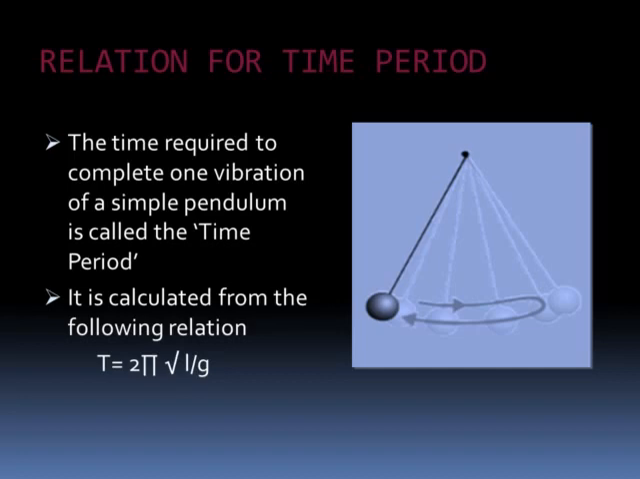Now what is direct and inverse relation? Direct relation is that if on increasing the magnitude of one physical quantity, the other quantity also increases, then it is called direct relation, and if on increasing one quantity, the other quantity decreases, then it is called inverse relation. Now here a question arises in our mind: what are the factors on which the time period of a simple pendulum depends? So there are two factors. The first one is the length and the second one is the value of g.